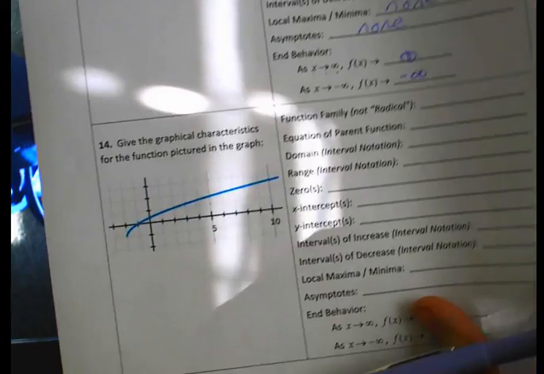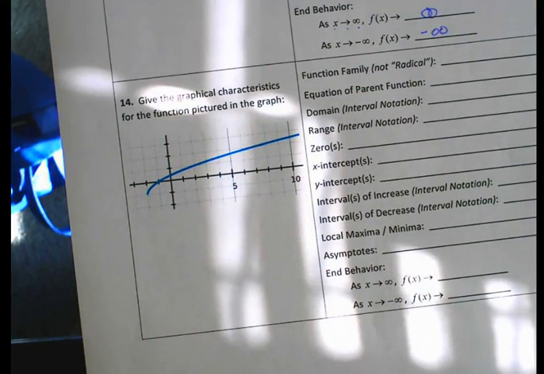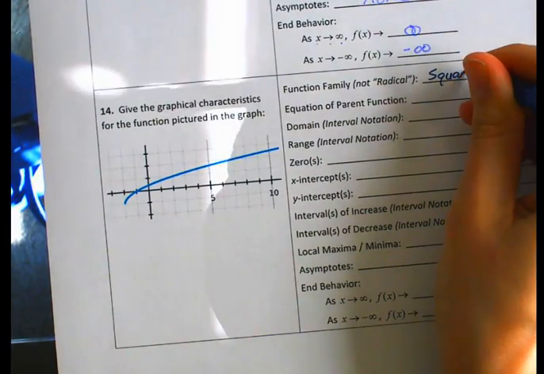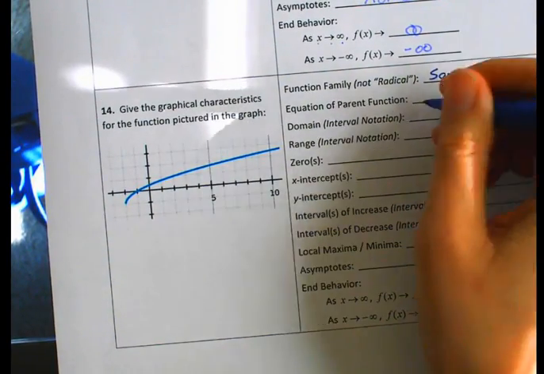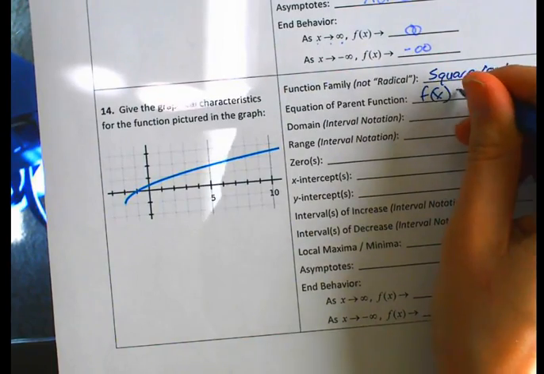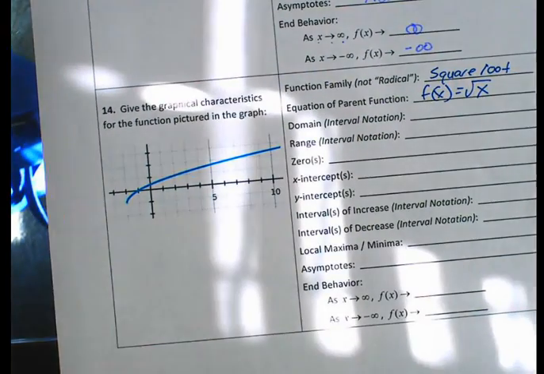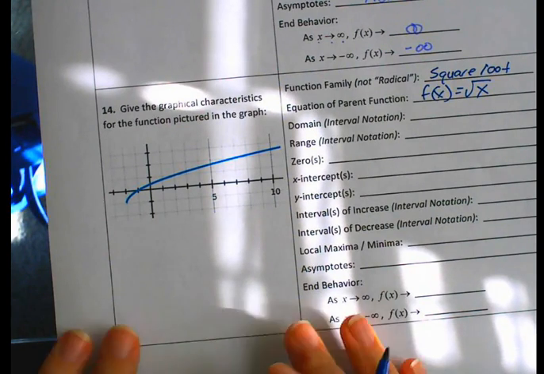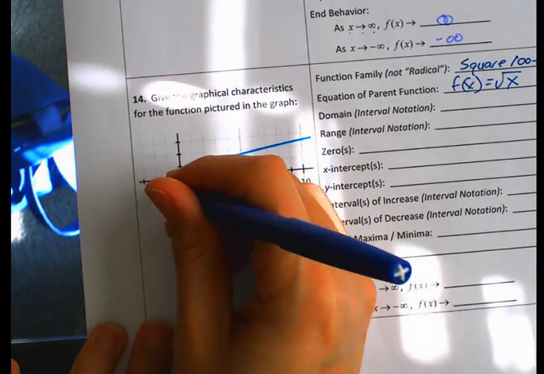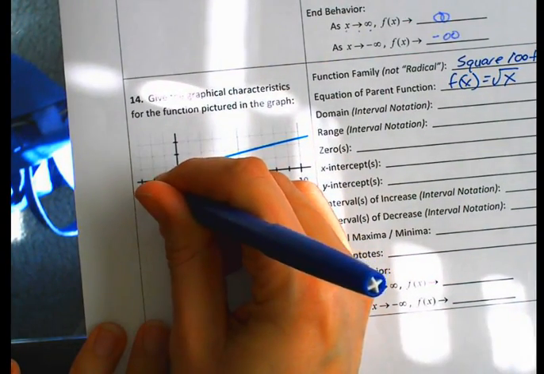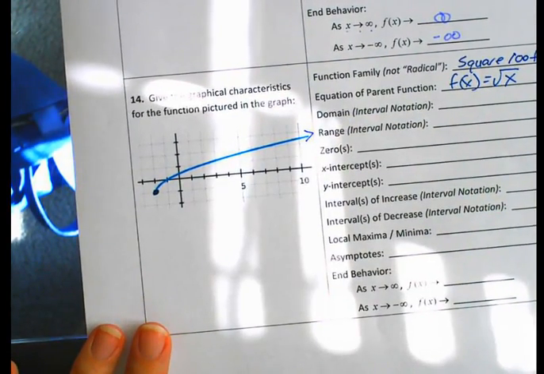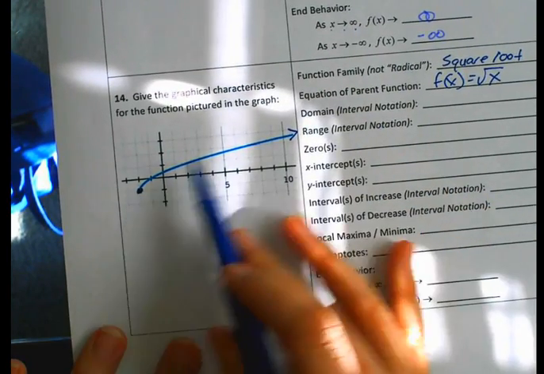All right, let's take a look at the next one. Give the graphical characteristics. I know that this is a square root function, and I know that my parent equation is f of x equals the square root of x. If you're not sure, put the parent functions in the calculator so you can be sure. Even though this is kind of hard to see in this graph, by definition a square root is going to have a starting point and then go on forever in one direction. So I'm going to go ahead and put those onto my graph.